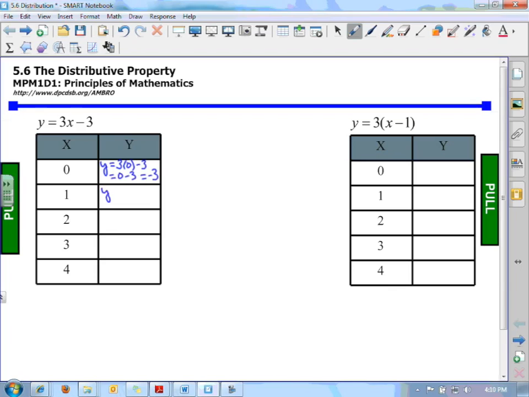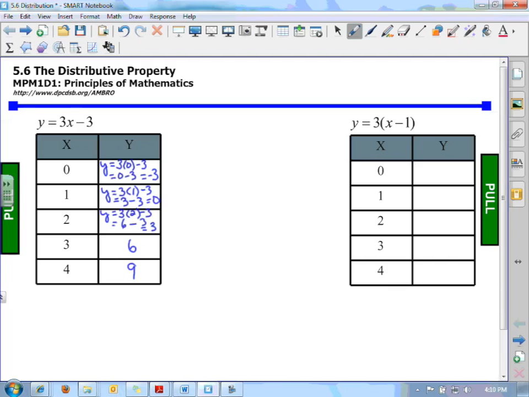If we substitute a 1 for x, we get 3 minus 3, which gives us 0 for y. If we substitute 2 for x, we get 6 minus 3, which gives us 3. And I can continue with the pattern, so as long as you're following through, you can check the work. The next value is going to be 3 and 9. So it's increasing by 3s.